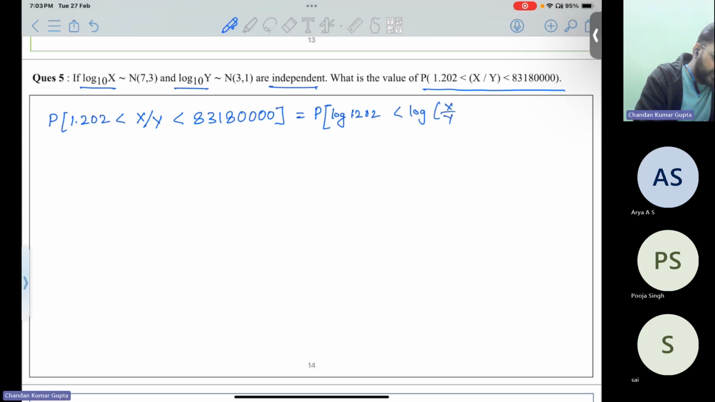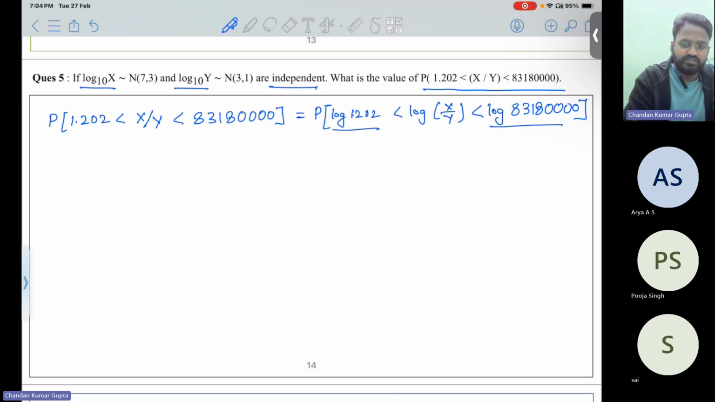Log of x by y, log of 8318000, one more time. Okay, we may write like this. So 1.202, we need to calculate this value and this value first because this follows normal distribution. Okay, now start.